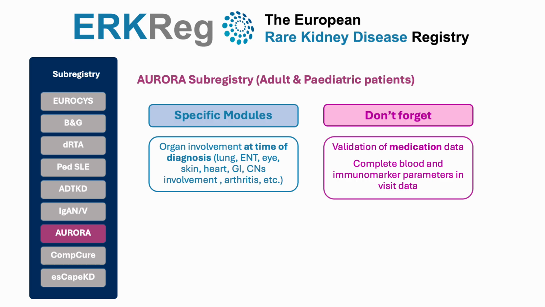Aurora is the ERKReg subregistry for adult and pediatric patients with ANCA-associated vasculitis and renal involvement. A disease-specific component of this subregistry is the assessment of organ involvement at the time of diagnosis. This includes involvement of, for example, the lungs, eyes, skin, heart, gastrointestinal tract, and central nervous system, among others. Please make sure that medication information is validated and kept up to date. Blood parameters and relevant immunological markers should also be completed in the visit data section to support longitudinal assessment of this disease.